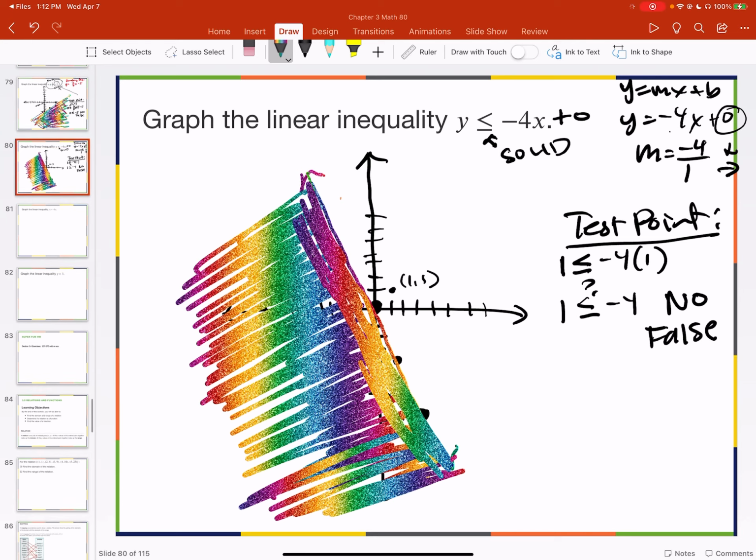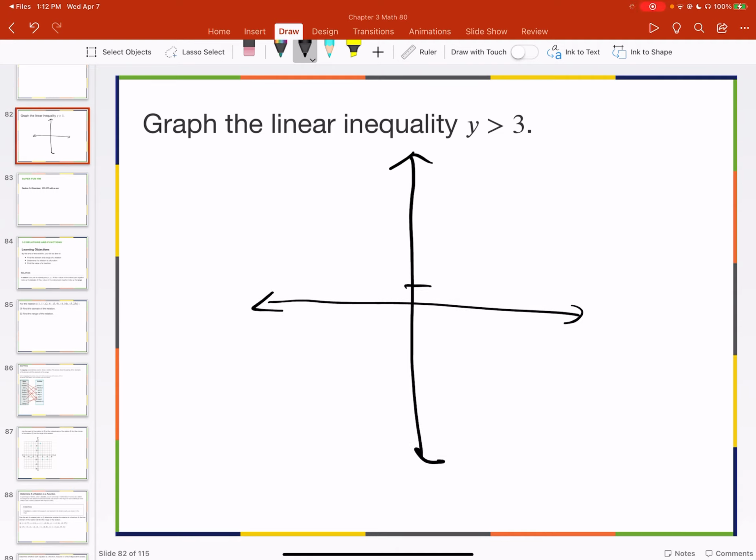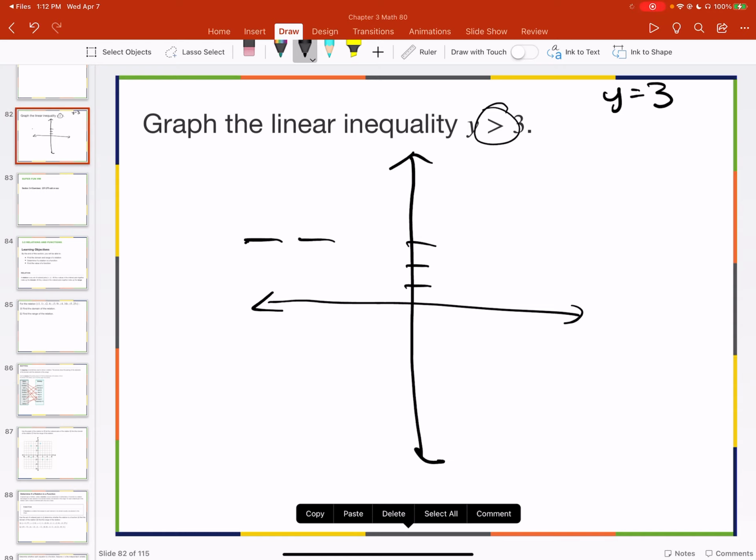Let's see here. Well, let's do this one here. Okay, so let's graph the linear inequality. y is greater than 3. Well, that's not hard at all because the boundary line is y equals 3. So that's just here. But it's not solid, so it's a dashed line because there's no equality, right? So this is the boundary line right here. y is equal to 3. That's the boundary line, but it's dashed.